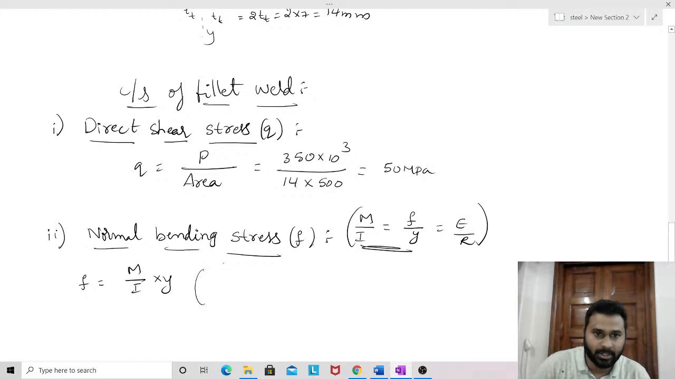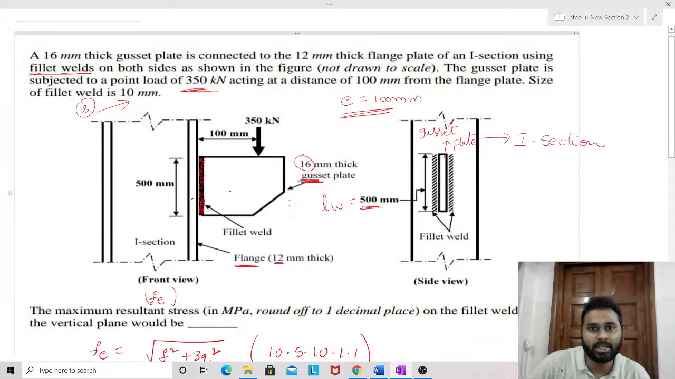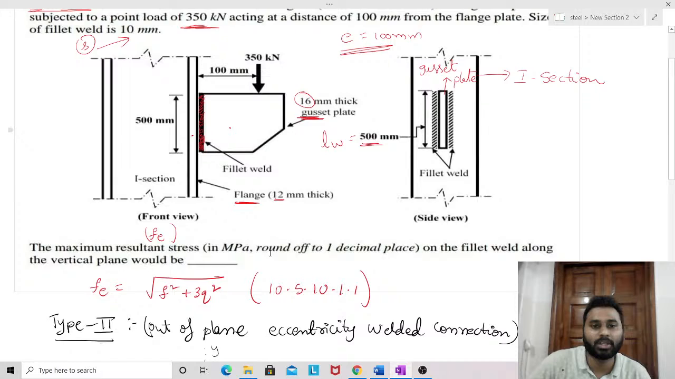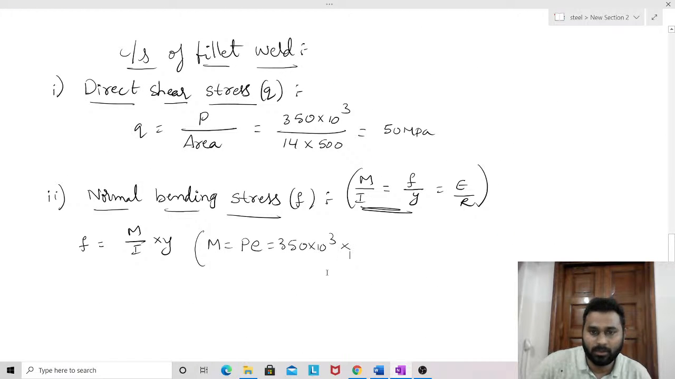So here in bracket I will mention the given things. The moment, M, is nothing but load into eccentricity, which is 350 into 10 cube. The eccentricity, how much was it given? Eccentricity is given as 100 mm. This was the distance between the CG of the weld group and the line of action of the load. That is 100 mm mentioned in the question. So 100.